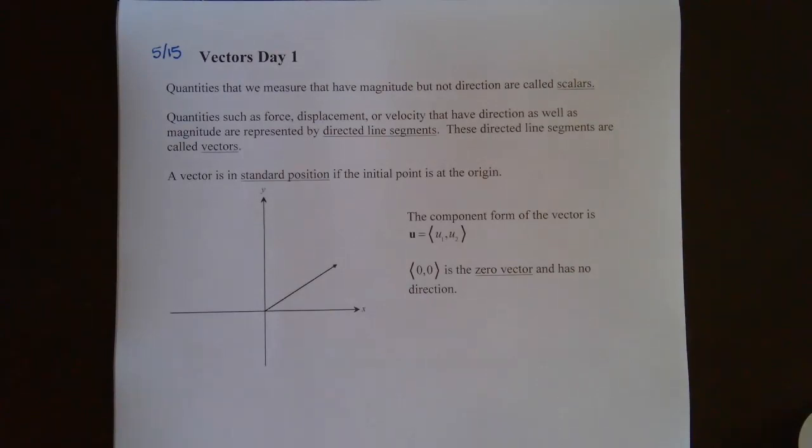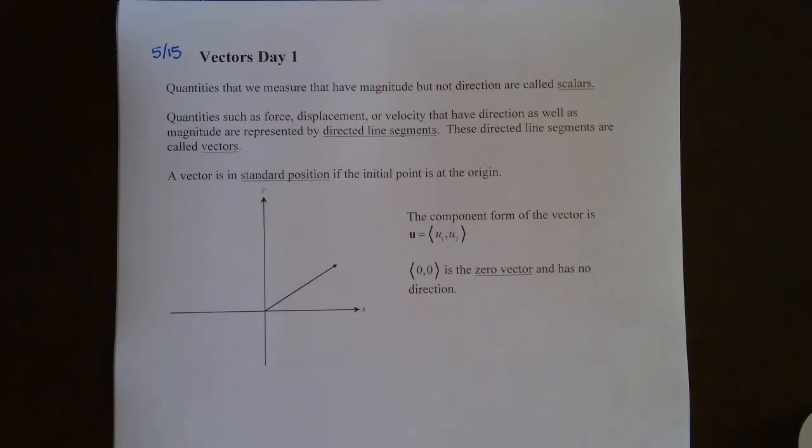A lot of things in physics require vectors, like force and displacement or velocity and even acceleration, because you have positive acceleration and negative acceleration, so you have direction. These are represented by directed line segments, and those directed line segments are called vectors.